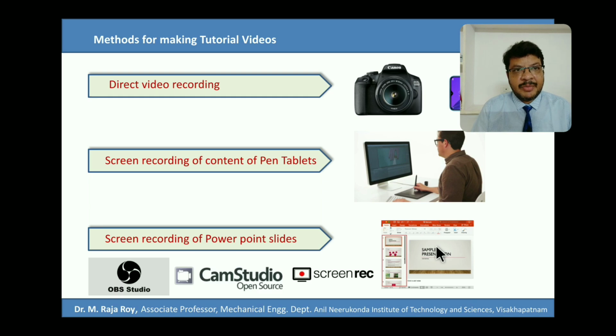In a Windows environment you can use these softwares. You can use OBS Studio, Open Broadcaster Software. This is open source software, free. CamStudio, open source software. This is also free software. Then ScreenRig, this is paid software. This kind of software is available in the Windows environment. You can record the content of this pen tablet or PPT.